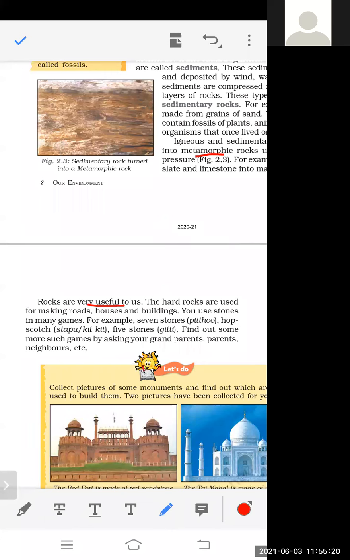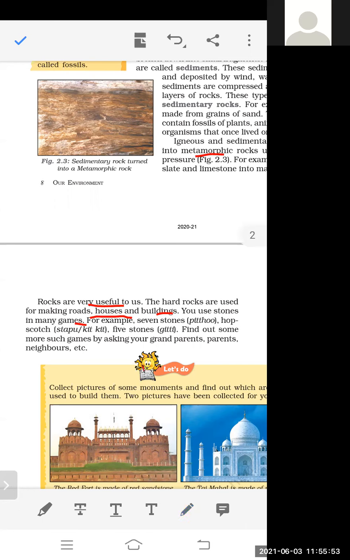As I told you, marble is also a kind of rock, and we use marble for different purposes. These hard rocks are used to make roads, houses, and buildings. Even stones, which are also a form of rock, we use in games, right? Like stones, hopscotch, five stones. These types of games are played with rocks, right?